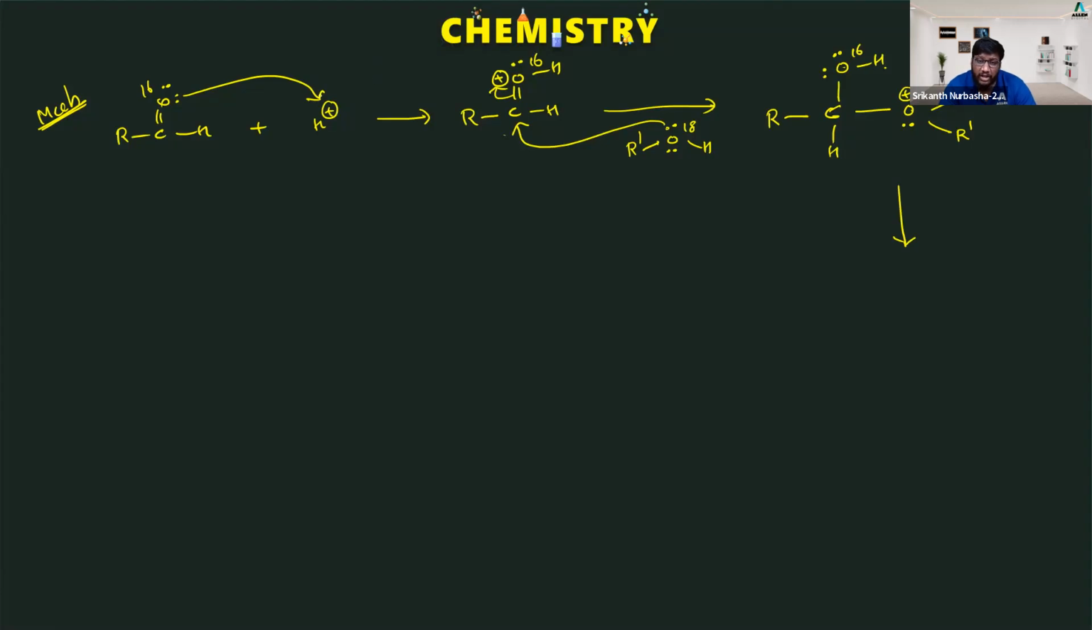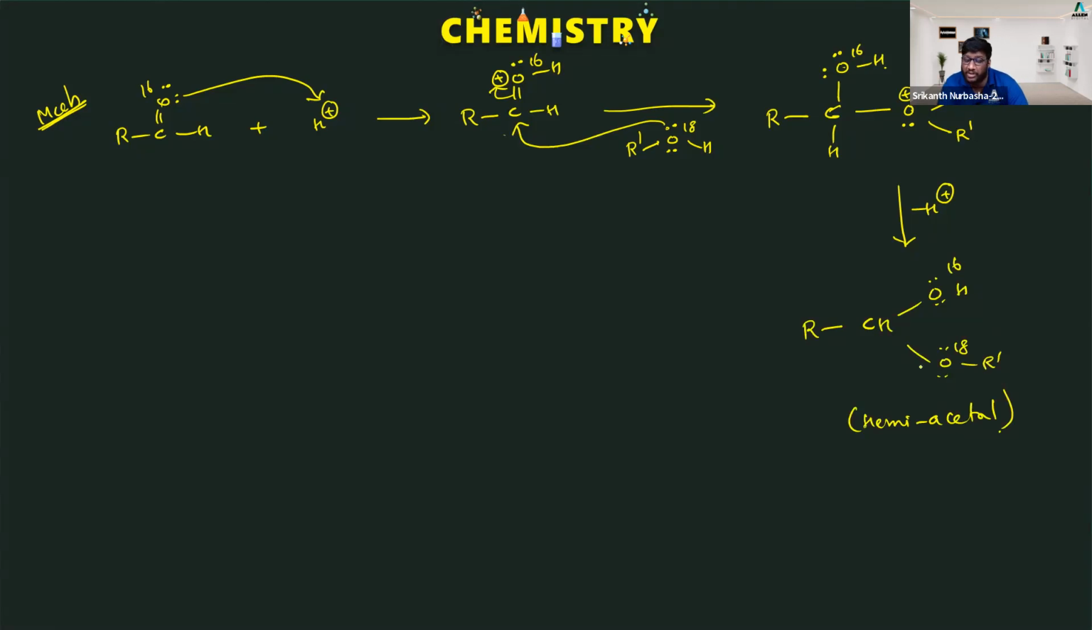Because we also have chloride ion in the reaction mixture, that chloride ion can also pick up this proton, so we can say loss of H plus ion occurs. We form RCH(OH)(O16)(OR', O18). This is nothing but your hemiacetal.